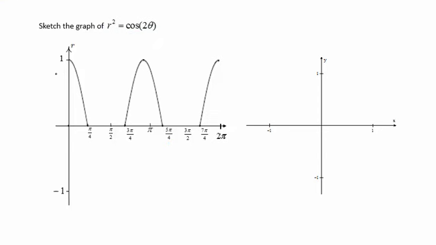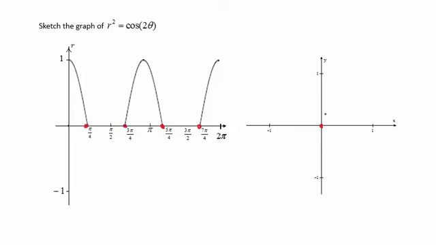Recall, it's also convenient if we know places where our graph crosses the theta axis. That would be at pi over 4, 3 pi over 4, 5 pi over 4, and 7 pi over 4. These are values of theta where our radius is going to be 0. It'll be values where our graph lives at the origin, or the pole in the coordinate system.